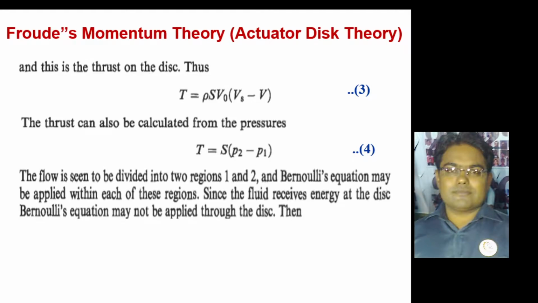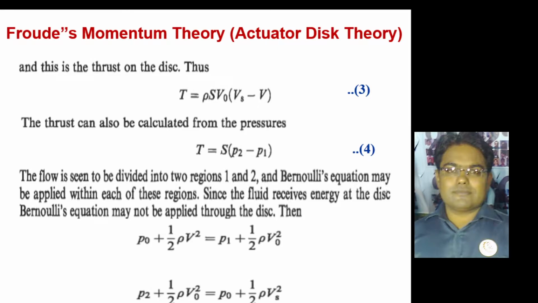So the flow is seen to be divided into two regions, right? Particularly after the disk. The first region is upstream, the second is called downstream. So when we are applying Bernoulli's principle to find the pressures at upstream point 1 and downstream point 2, we have to apply Bernoulli's equation with the point upstream of the disk at a point far away from the disk, called free stream flow, and similarly a point downstream of the disk and a point far downstream of the disk in order to get the pressure difference.